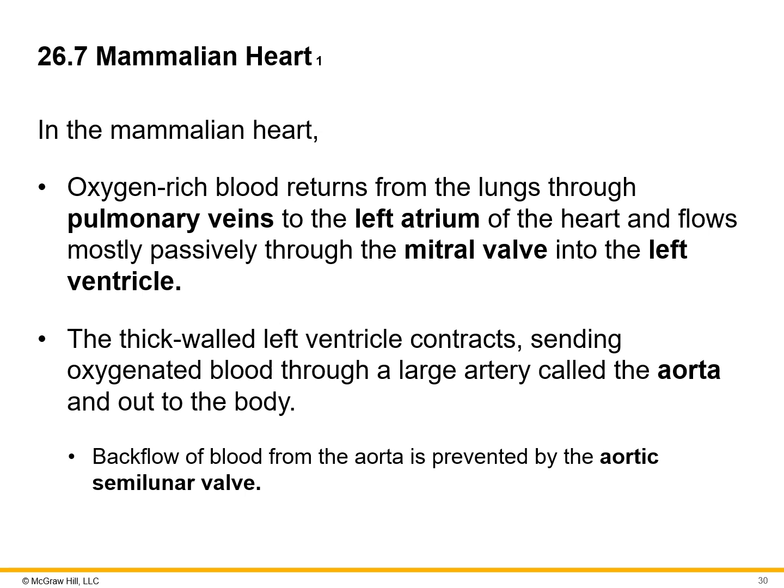In their heart, the oxygen-rich blood returns from the lungs through the pulmonary veins, goes to the left atrium of the heart, then flows passively through the mitral valve into the left ventricle. Then the thick-walled left ventricle contracts and sends that oxygenated blood through the large artery, the aorta, and then out to the body. Backflow is prevented by the aortic semilunar valve. So that's what we have in the mammalian heart. That's what our blood flow looks like.